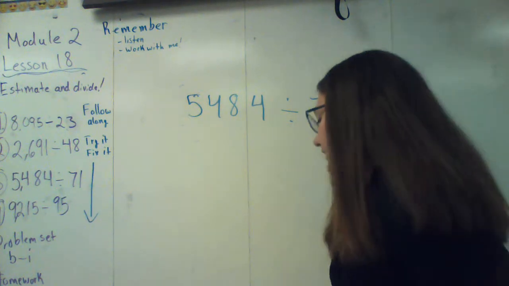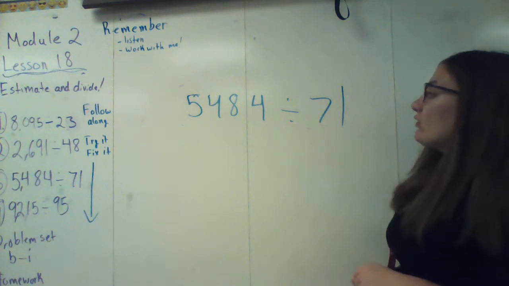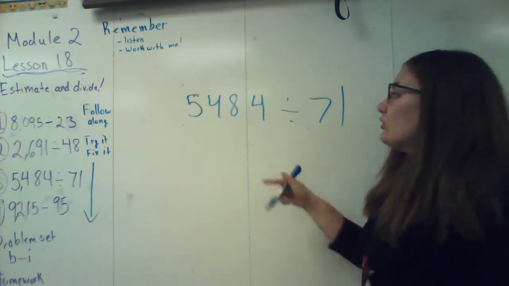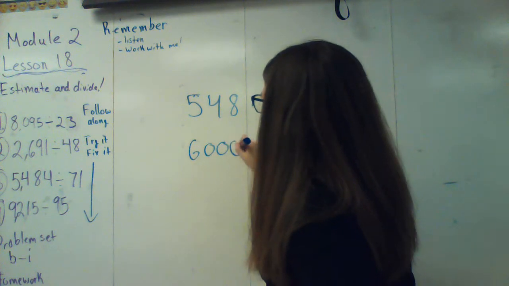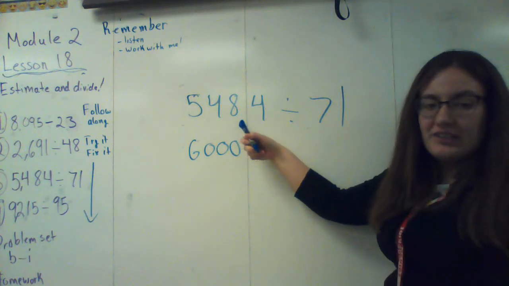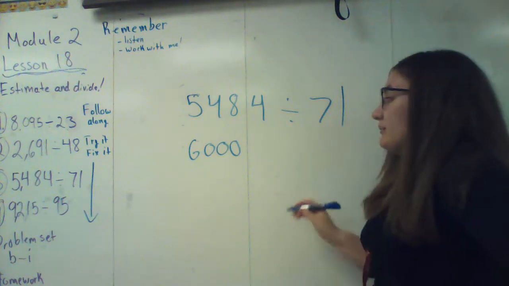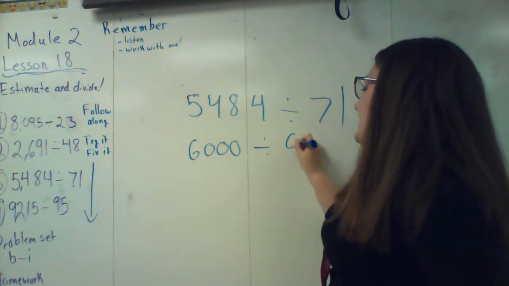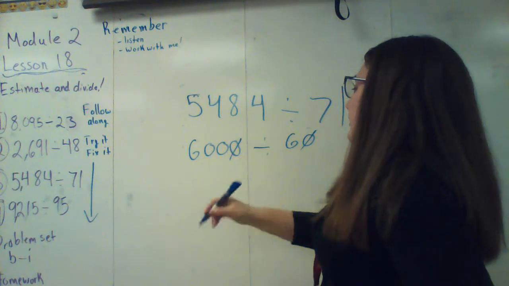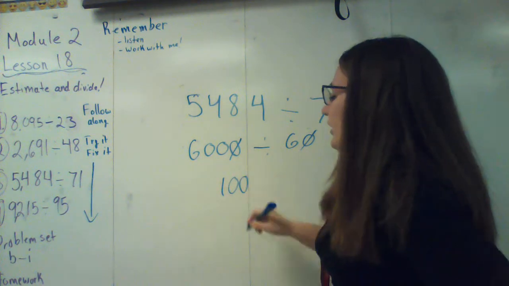So for this one, maybe I could round this to 6,000. So I'm kind of rounding far away from this number or breaking the rules, but I could possibly make it work. And then maybe I'll really break the rules and round this to 60. And then round from there, and my answer would be about 100.